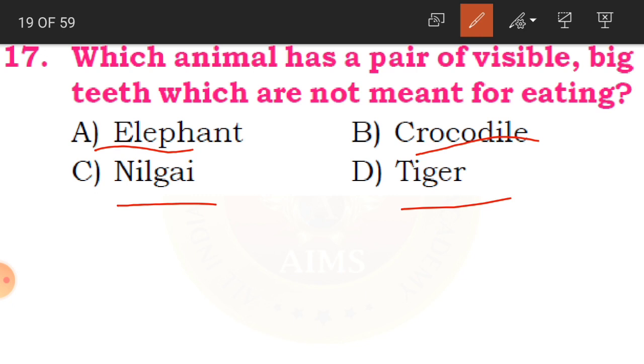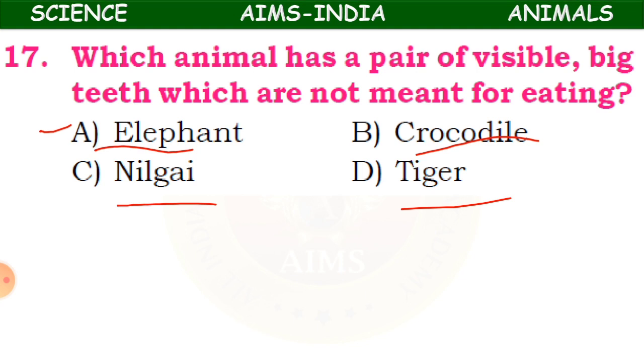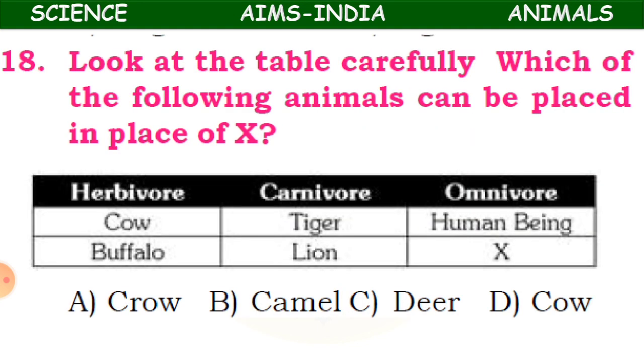So what is the correct option here? A, that is elephant. The tusks, as we call them, are not meant for eating actually. It just catches hold of something, but it does not eat. Okay, so this is the correct option.